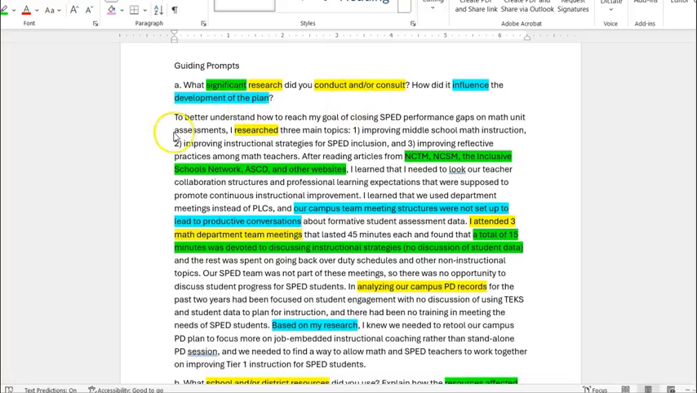So first I'm going to say, to better understand how to reach my goal of closing SPED performance gaps on math unit assessments, I researched 3 main topics. So I've got the word research here. This is my research. 1, improving middle school math instruction. 2, improving instructional strategies for SPED inclusion. And 3, improving reflective practices among math teachers.